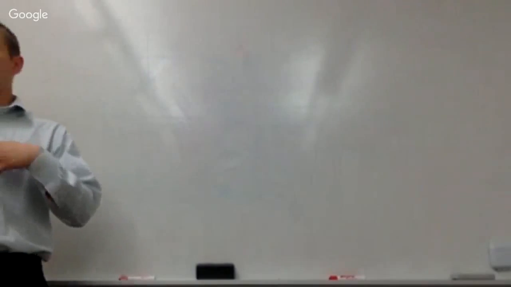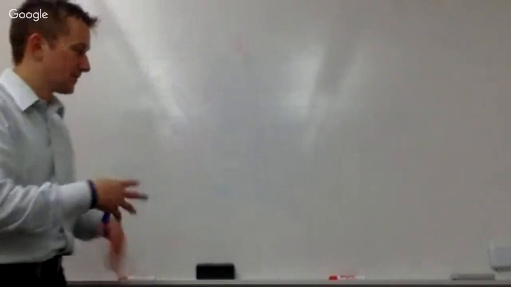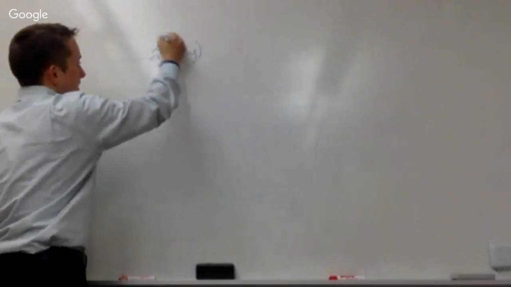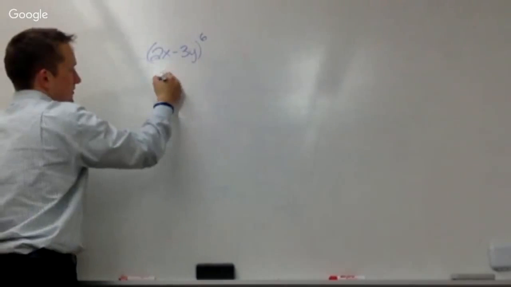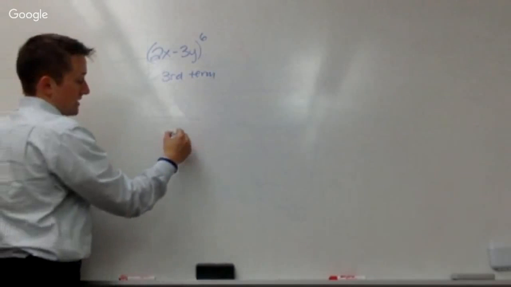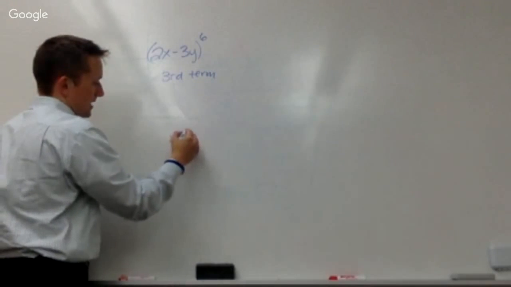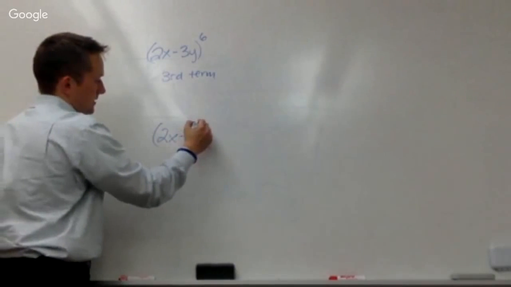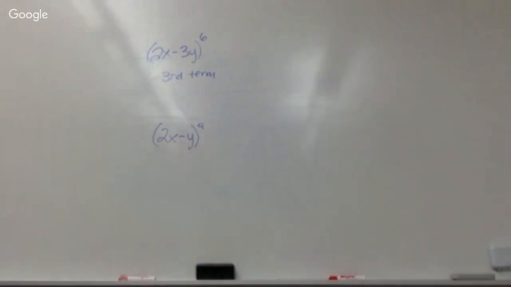All right, I'm gonna change this problem up. I know that I could go to one of these, but I've already done these with JT, so I'm gonna make some new ones up because I think that'll be helpful. Let's say 2x minus 3y is to the 6th power, and I want you to find the third term. That's problem 1. Problem 2, let's say 2x minus y to the 4th power. I want you to expand that. So in both circumstances, you're going to use Pascal's triangle.